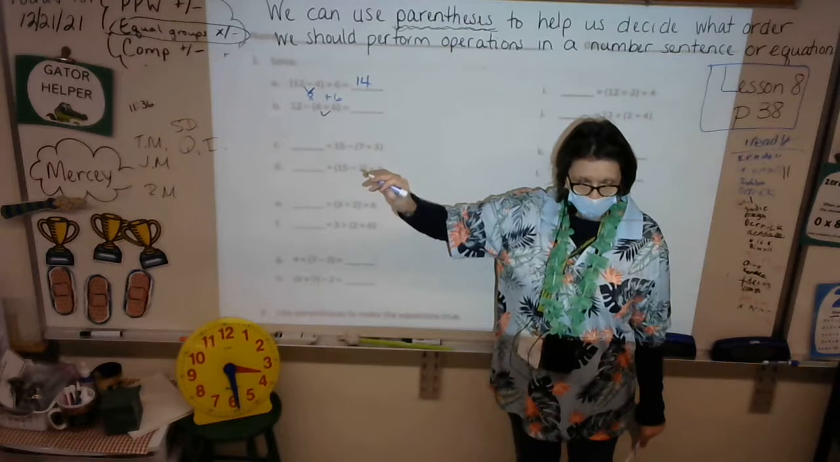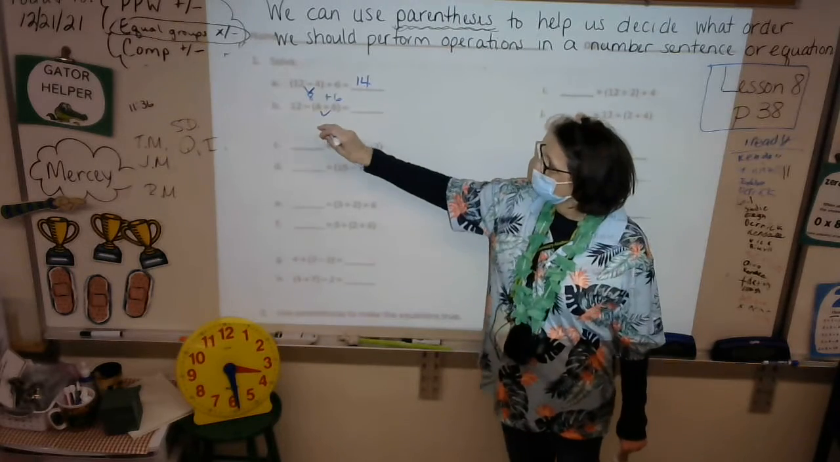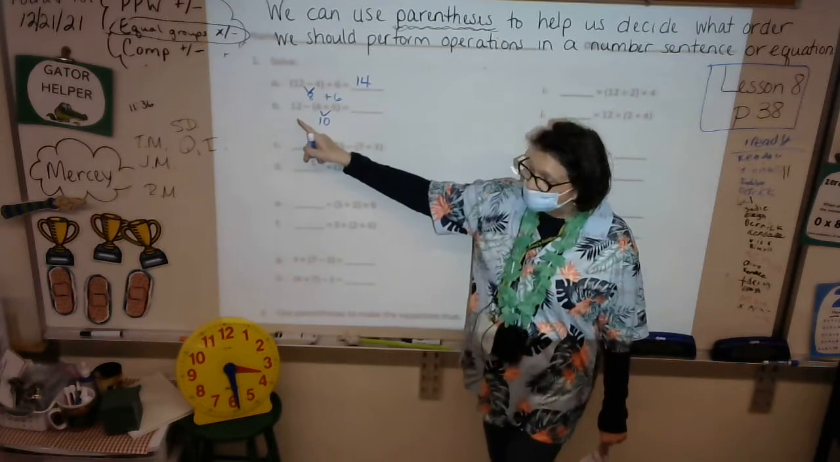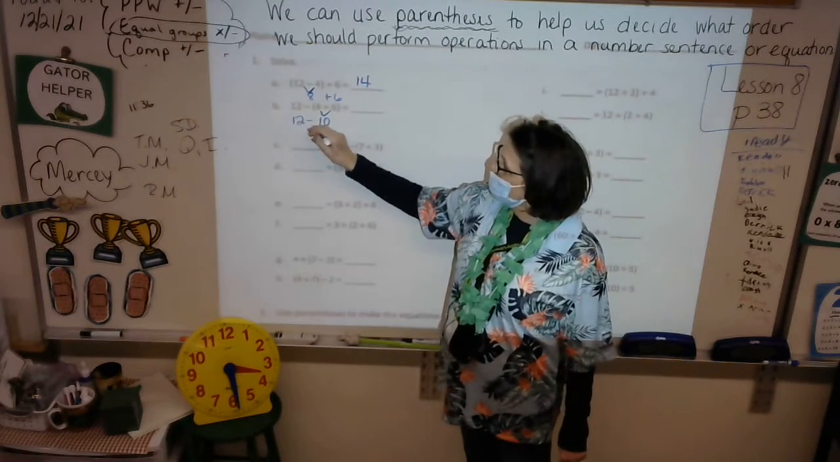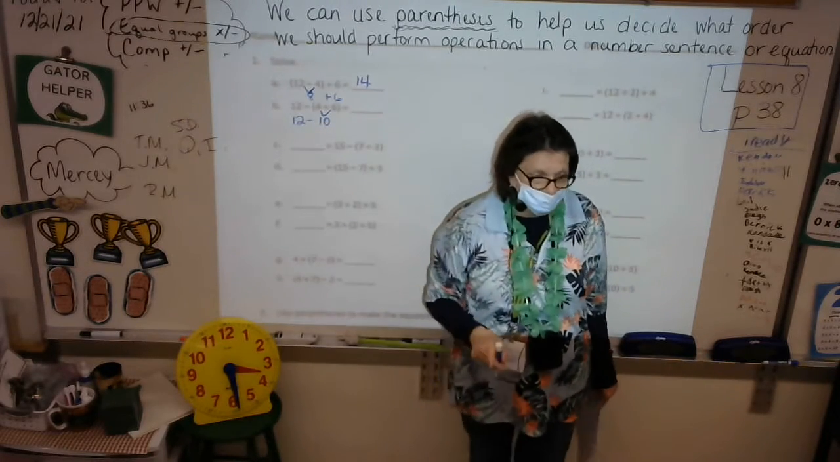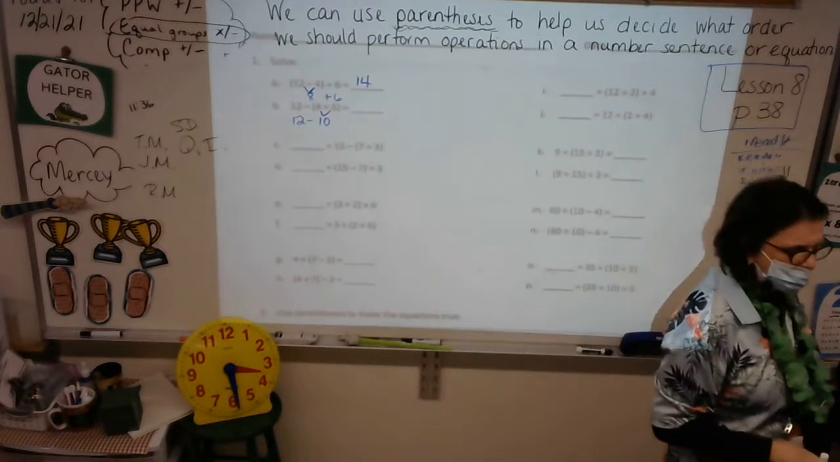4 plus 6? Yep. I'm going to put my 10 there. But then don't forget you got to bring down the rest of the expression, so it's 12 minus 10. Please do that. Does everybody see where I got the 12 minus 10?